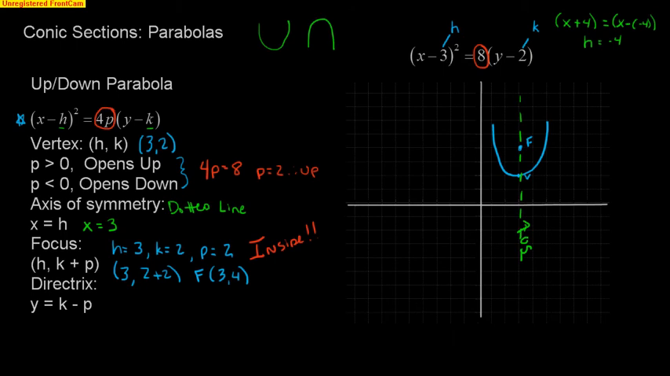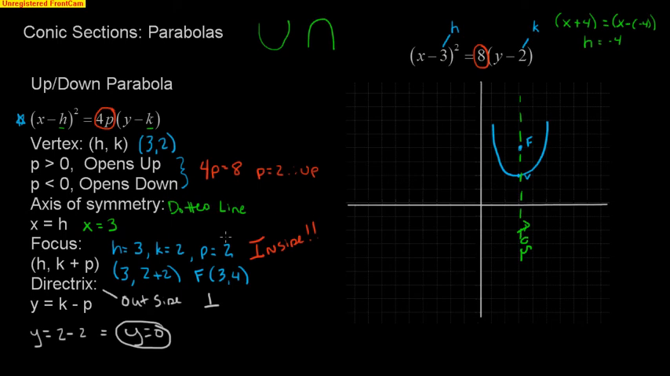And the directrix is always outside. And it's always perpendicular to the parabola. Okay, so this one has a formula of y equals k minus p. Now again, we know the values here. K from the beginning is 2, minus p, which we figured out was 2. So we have a horizontal line of y equals 0, which is right here, and I'll put it in a different color here.